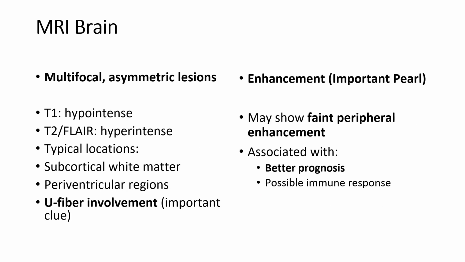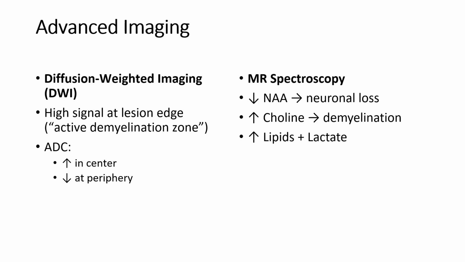MRI features, there are multifocal asymmetrical lesions which are T1 hypointense, T2 FLAIR hyperintense. The typical locations are subcortical white matter, periventricular regions, and U fiber involvement. The enhancement is an important finding. It may show faint peripheral enhancement. This enhancement is associated with a better prognosis and a possible good immune response.